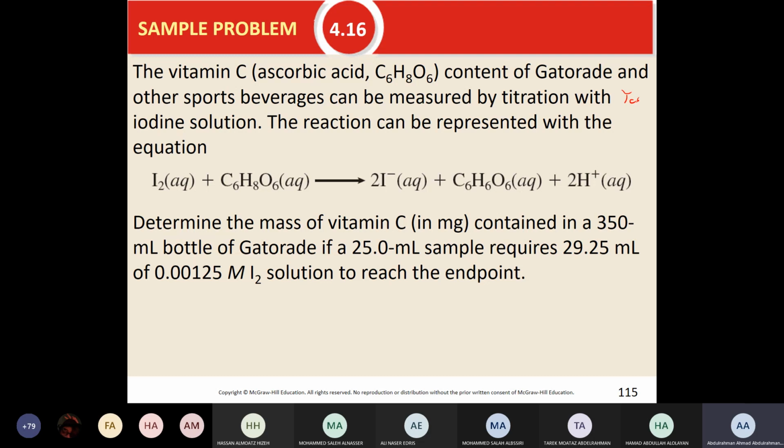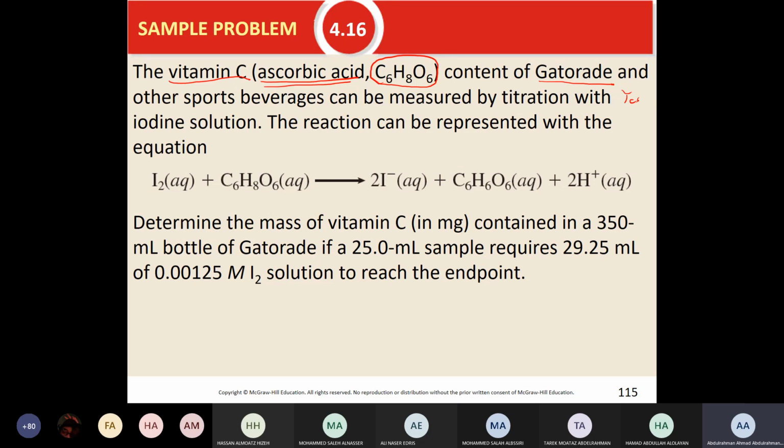Vitamin C, you know what's vitamin C? Ascorbic acid. Everybody knows vitamin C. It's available in many beverages. If you go to most of the juices and these things, they add ascorbic acid, vitamin C too. This is a drink called Gatorade. Anybody knows Gatorade? Yes.